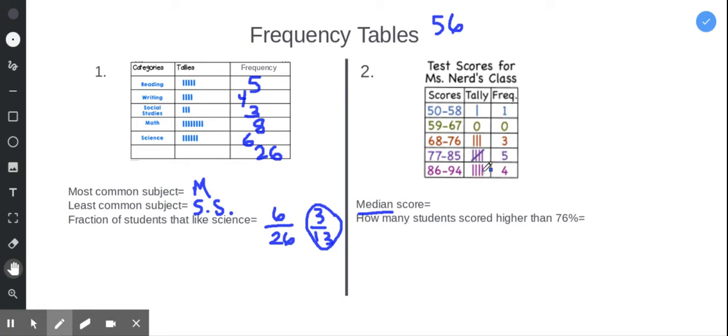Okay. I could cross off tallies. That gets really confusing. So I'm going to do that way that I showed you in the last example, where I find the total and I divide it in half, divided by 2. So 5 plus 4 is 9. 9 plus 3 is 12. 12 plus 1 is 13. So I have 13 total people.